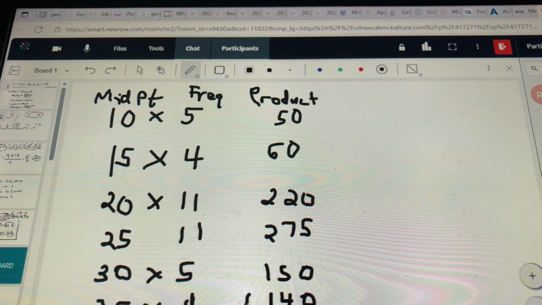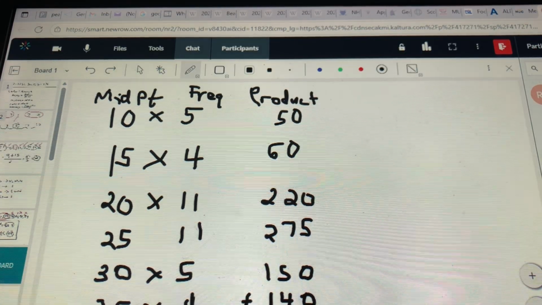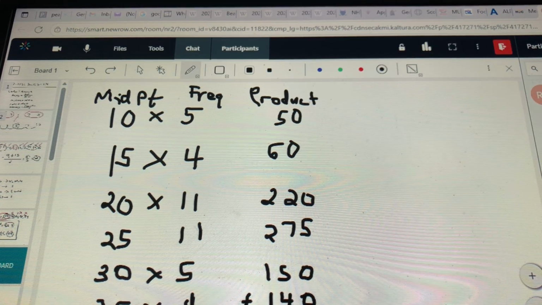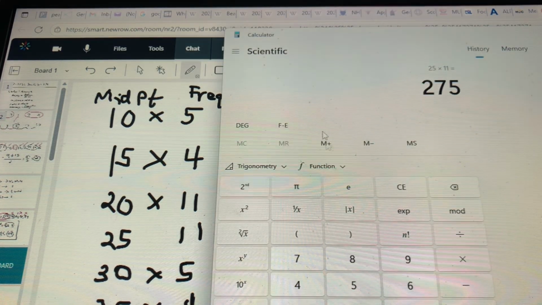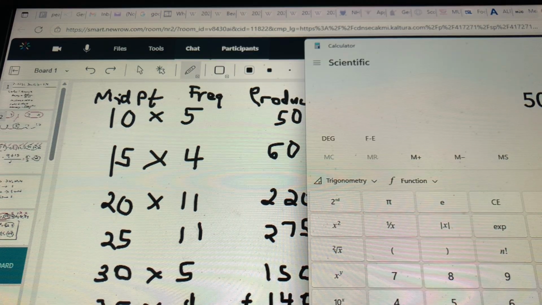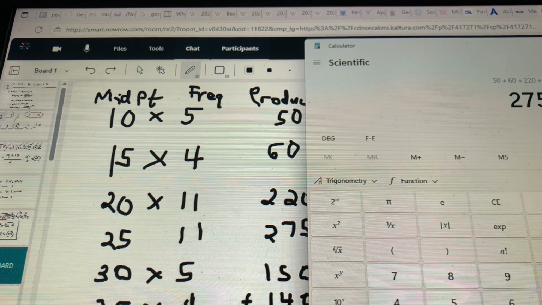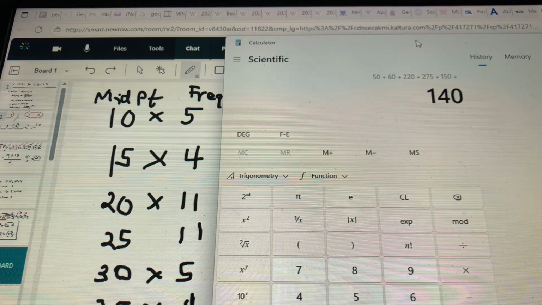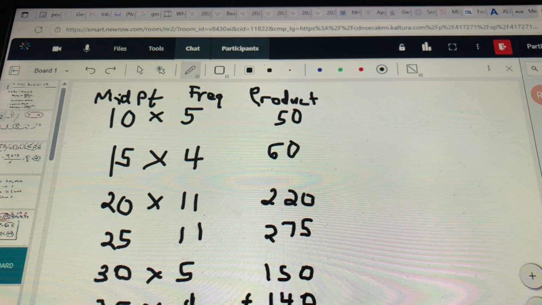If I add up all the products, what that amounts to is, if I knew every single number and added them all up, that's what it would add to. At least it would be close in this case because we don't know these exactly. But if I take 50 plus 60 plus 220 plus 275 plus 150 plus 140, the total of every number would be something close to 895.